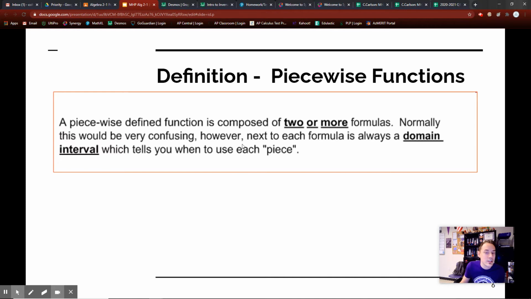It actually teaches you about piecewise functions even there, so you're more prepared when you come here. A piecewise function is composed of two or more formulas or equations. Normally this would be very confusing, but each piece next to the formula is always with a domain interval. So then you take each piece and it actually makes a function.